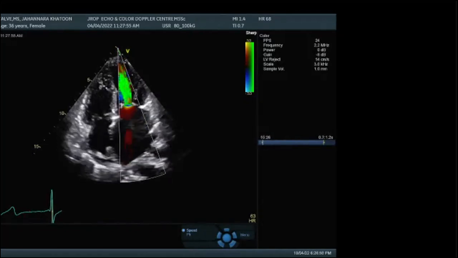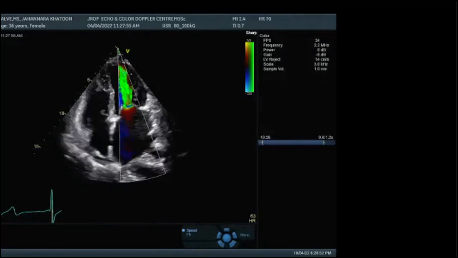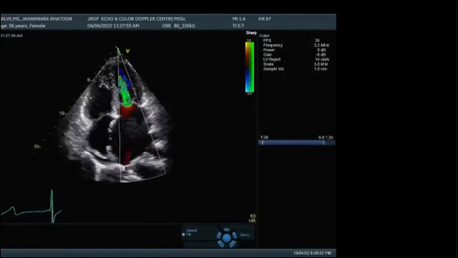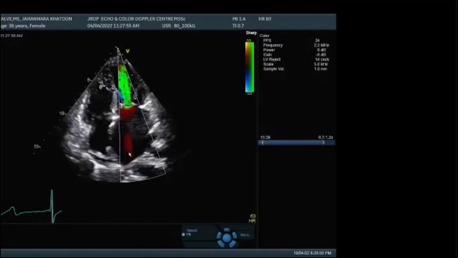This is what the colors are. You know, they have made our life very easy, very easy. Observe something more. You can see the color flow of the pulmonic veins also, red colors.